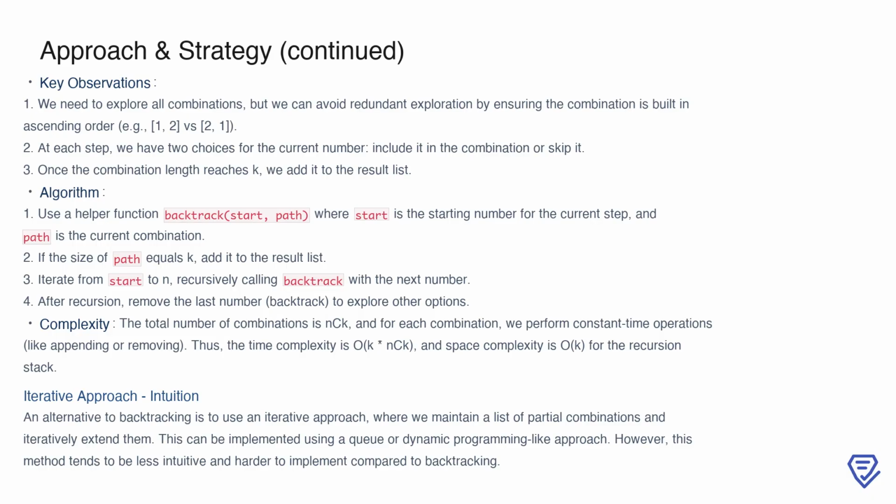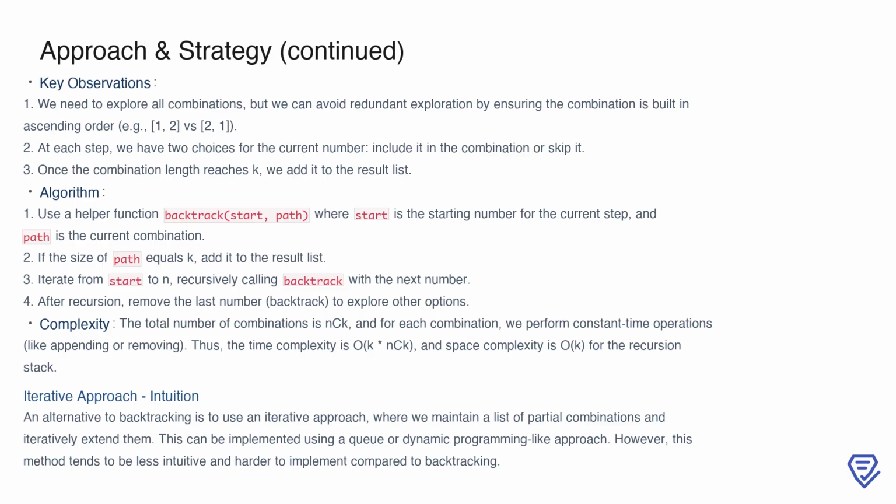If the size of path equals k, we add it to our results. Otherwise, we iterate from the starting number to n, recursively call backtrack for the next step, and backtrack by removing the last number to explore other options. The time complexity here is O(k * C(n, k)), accounting for the combinations generated and the constant time operations performed for each. The space complexity is O(k), due to the recursion stack.